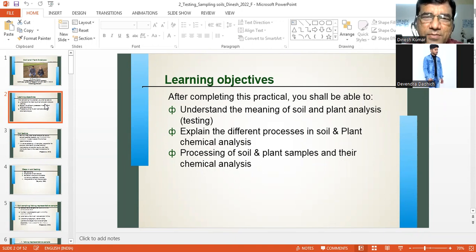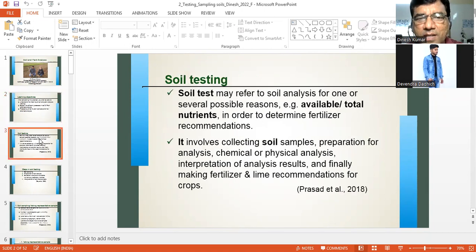In both cases, whether it is soil sampling or plant sampling, they have to be representative samples. So we start with soil testing. So actually, this practical will supplement or complement the lecture on soil fertility evaluation.